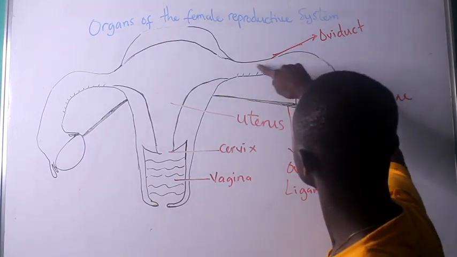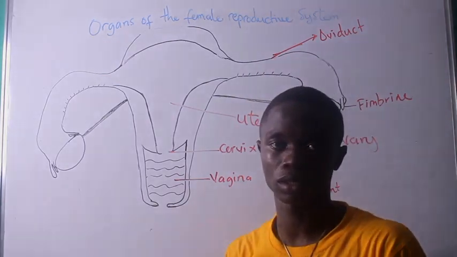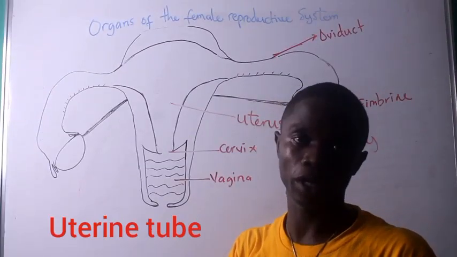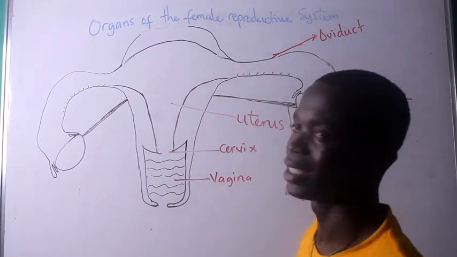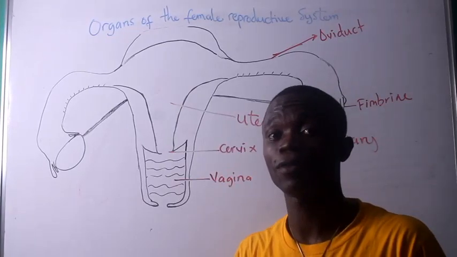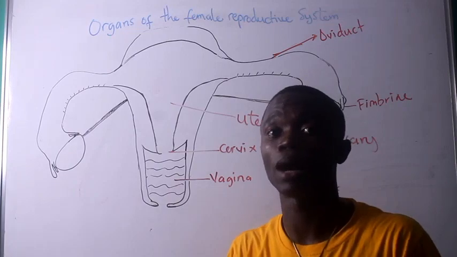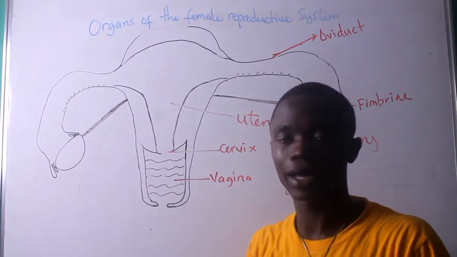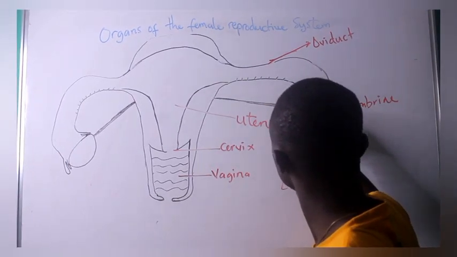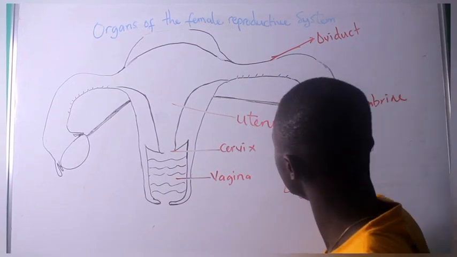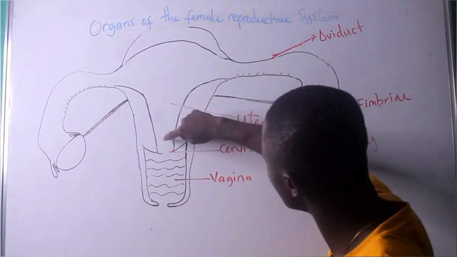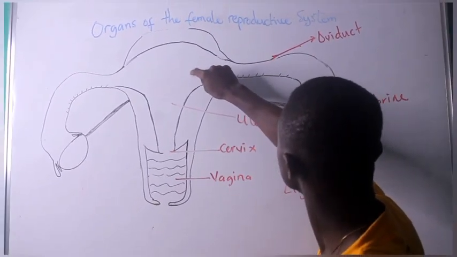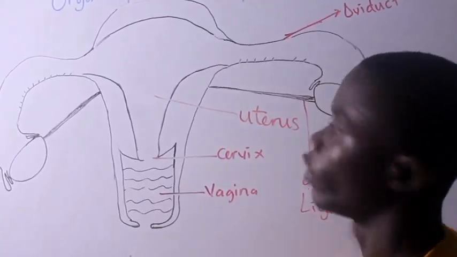The next structure which you see is the fallopian tube. It has three names. You call it the oviduct, or the fallopian tube, or the uterine tube. The uterine tube is a site for fertilization, specifically in the ampulla. There is a specific area in the fallopian tube called the ampulla. There, whenever the egg is released from the ovary, it waits in the ampulla of the fallopian tube to be fertilized by the sperm cell that is coming in. The fallopian tube also connects the uterus, which is the womb, to the ovary.